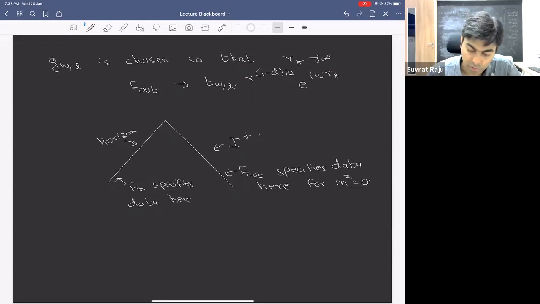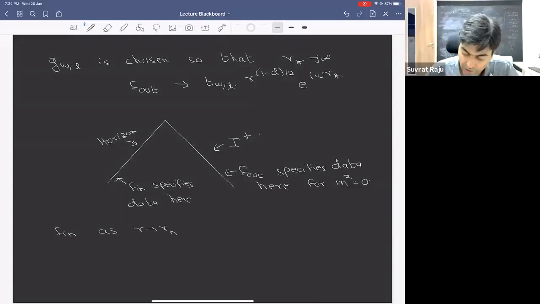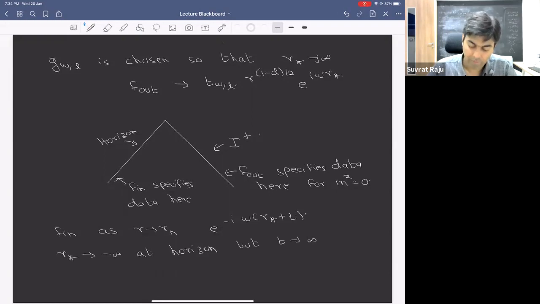So just to say once more what I wrote, F in as r goes to r_h looks like e to the minus I omega into r star plus t. But remember that at the horizon, r star goes to minus infinity, but t goes to infinity in such a way so that r star plus t remains finite.